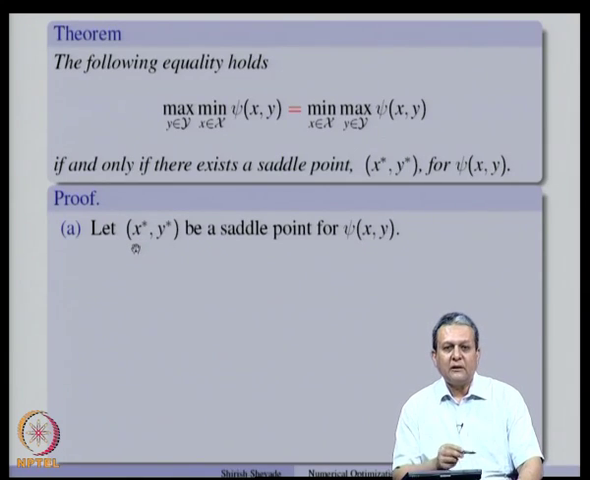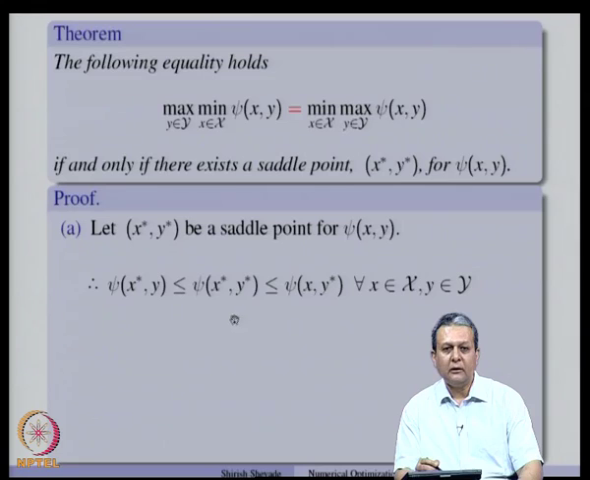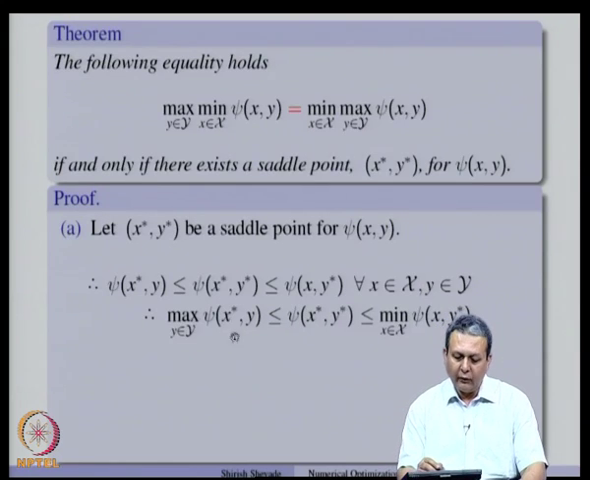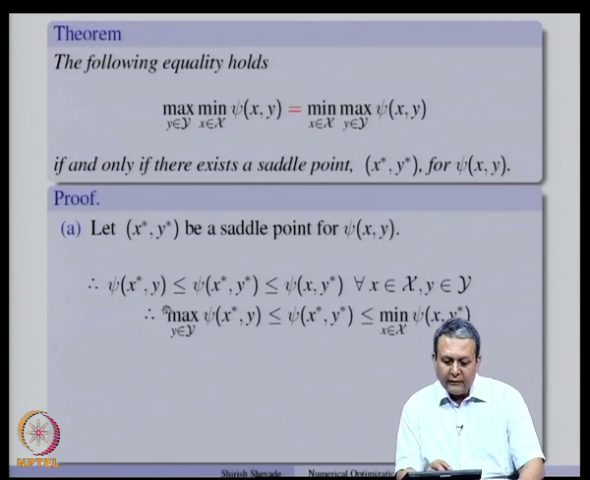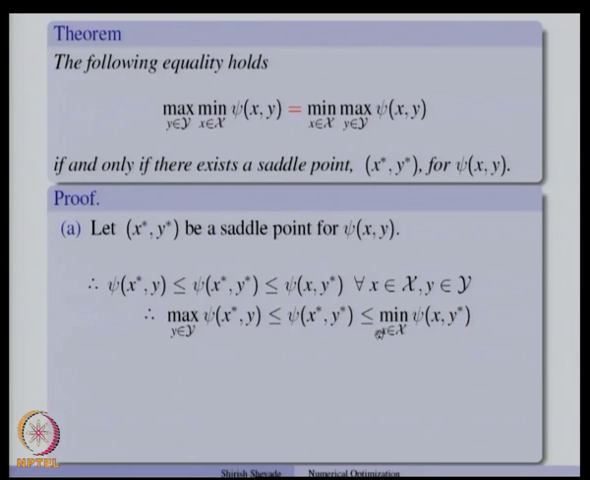Now, let us assume that x star y star is a saddle point for the payoff function psi x y. So, by the saddle point condition definition, we have psi x star y less than or equal to psi x star y star, and that is less than or equal to psi x y star for all x in script x and y in script y. And therefore, since this condition holds, it will hold for max of psi x star y also. So, max of psi x star y is less than or equal to psi x star y star, and that will be less than or equal to min of psi x y star over all possible x.